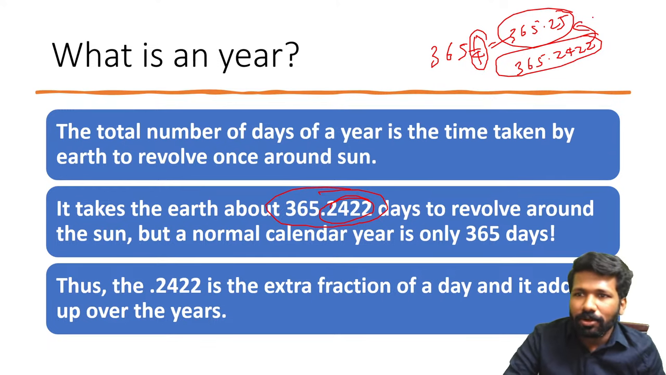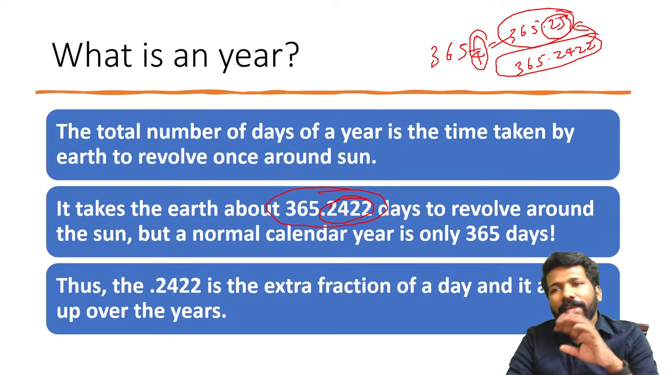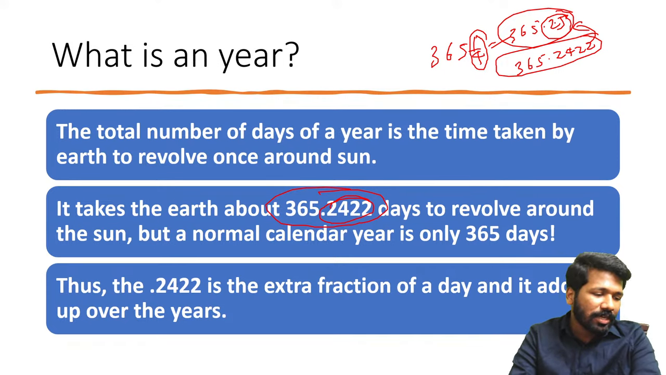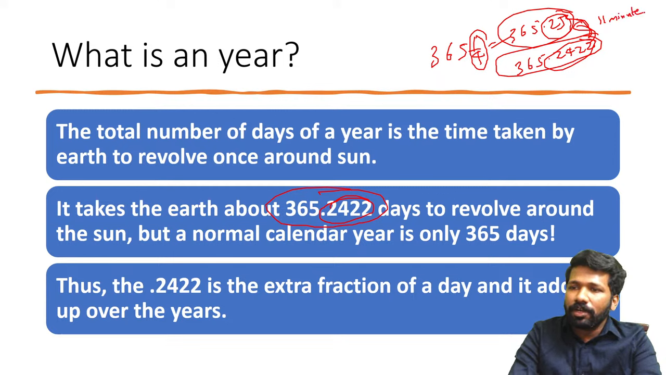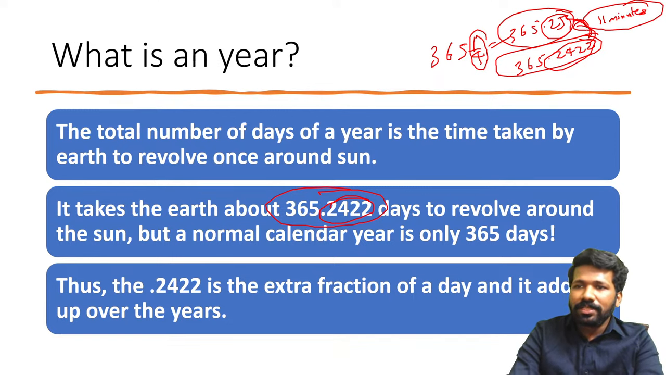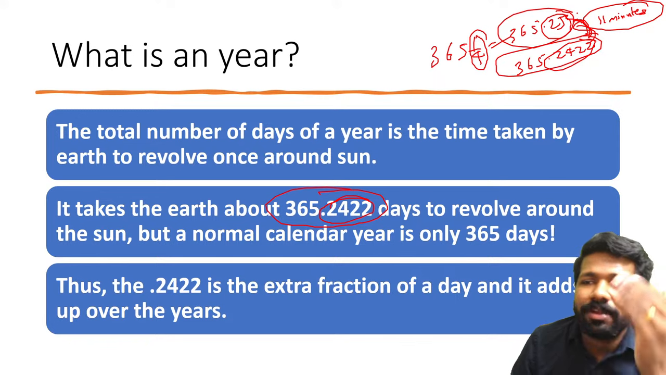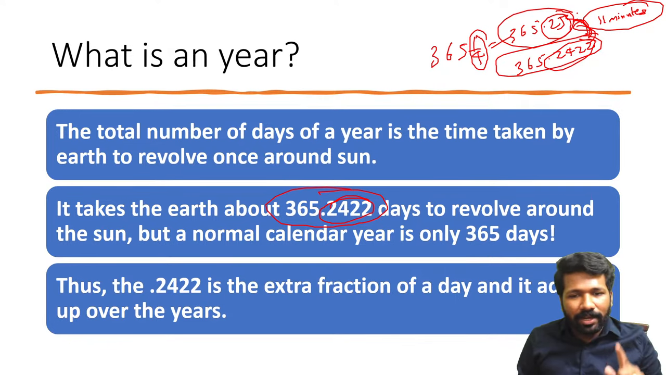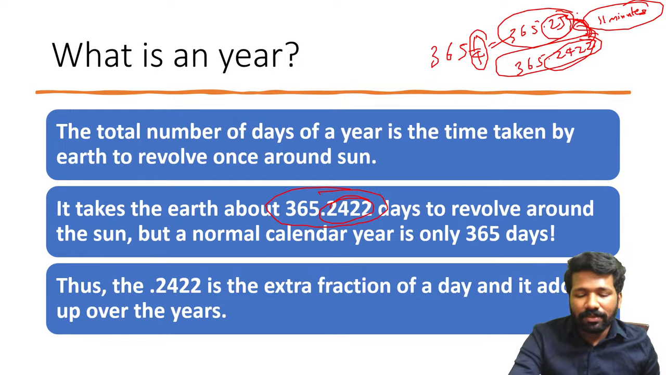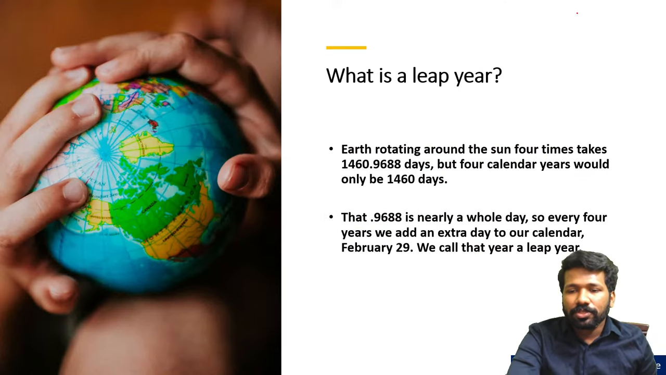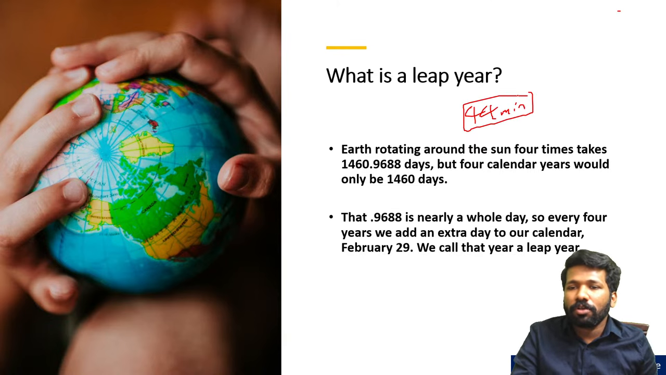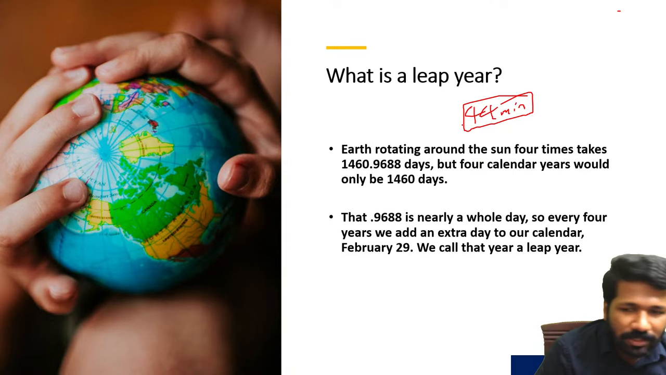But as I told you, it is not exactly 0.25. If it was 0.25, I agree, then exactly 4 years are needed to make a full day. But it is 0.2422. The difference between these two is approximately 11 minutes if you convert it into minutes. That means there is an approximation error of 11 minutes every year. So in 4 years the mistake will be almost 44 minutes. Are you getting the point?